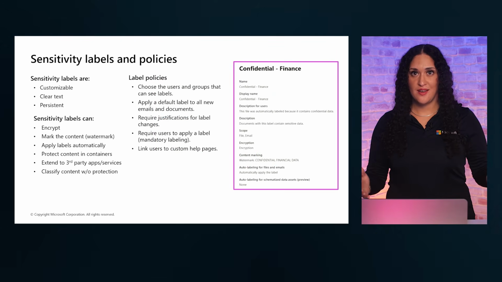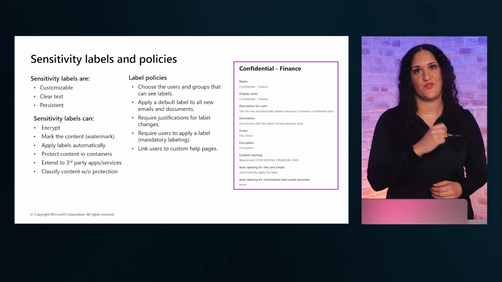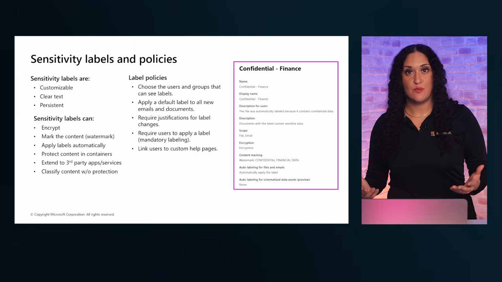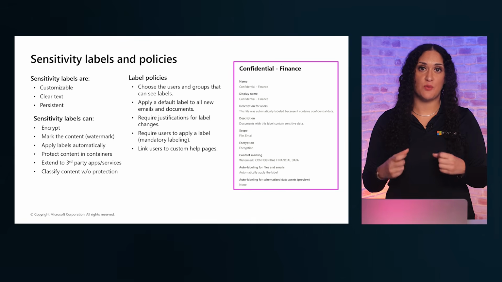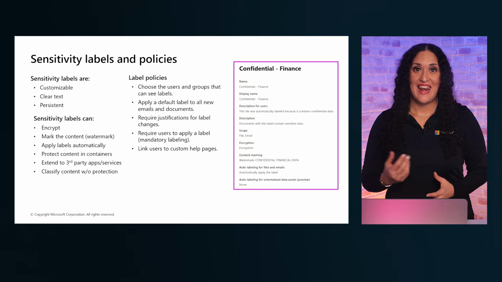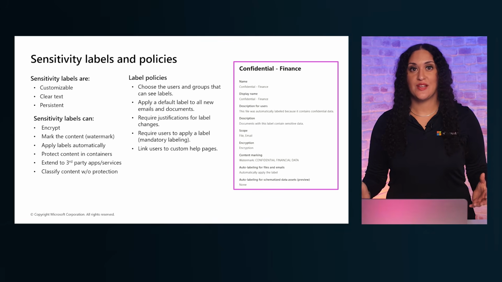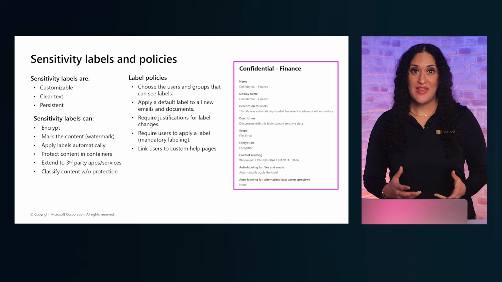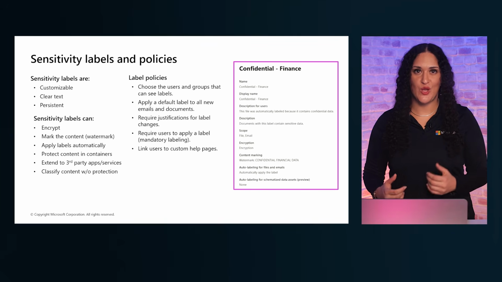But how can we turn insights into protection? With sensitivity labels. Sensitivity labels let us clearly classify and protect emails and documents, without disrupting how people work. Labels are customizable, stored in clear text, and persistent, which means they travel with the content wherever it goes.